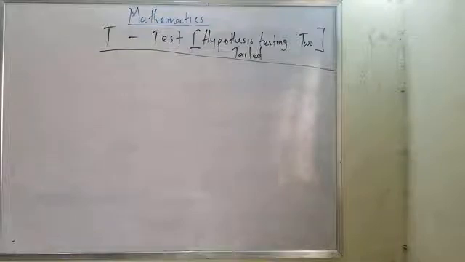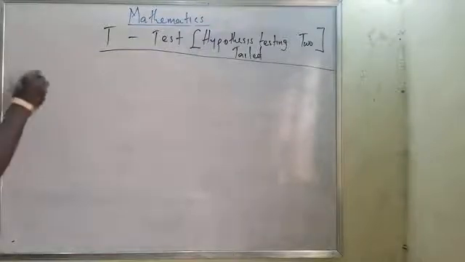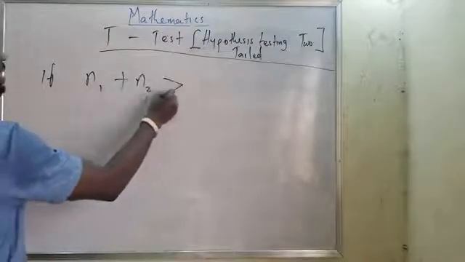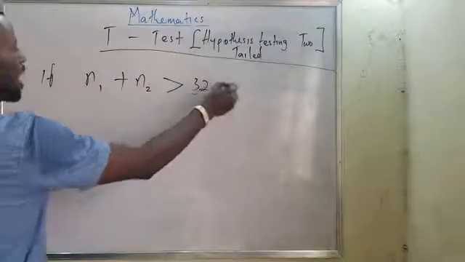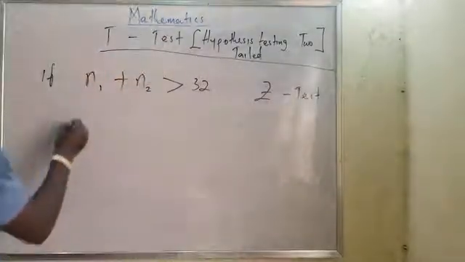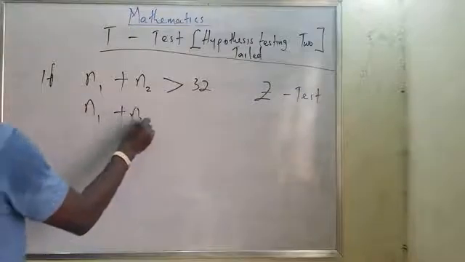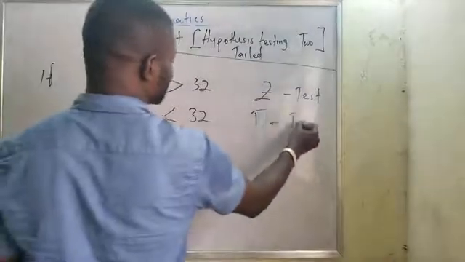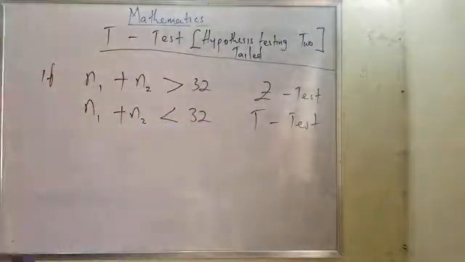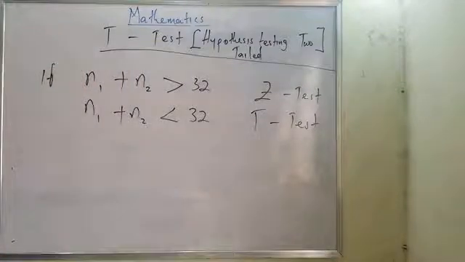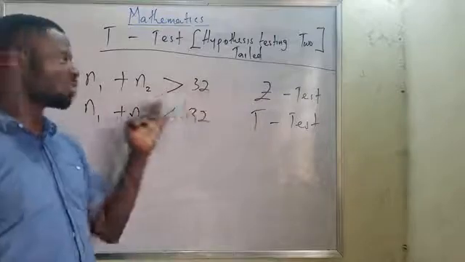Now, I told you earlier that if my n1 plus n2 is greater than 32, we are moving on to the z-test. And I said that if n1 plus n2 is less than 32, we are moving on to the t-test. Please take note of these two conditions. They are very, very important. Before you lay your hand on any question, you have to look at this condition.